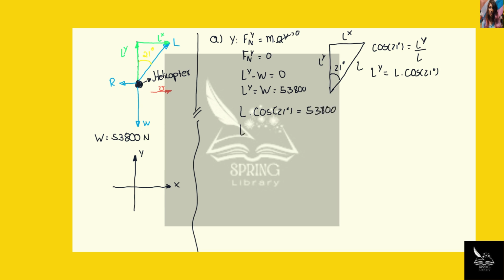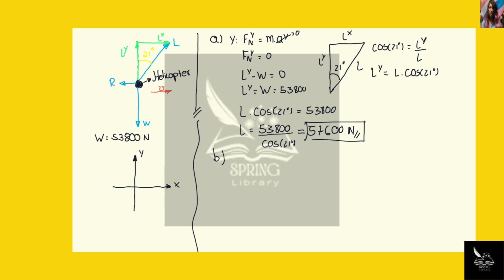Therefore, the magnitude of the lift force is equal to 53,800 divided by the cosine of 21 degrees. And this gives us approximately 57,600 newtons. So this is the magnitude of the lift force.